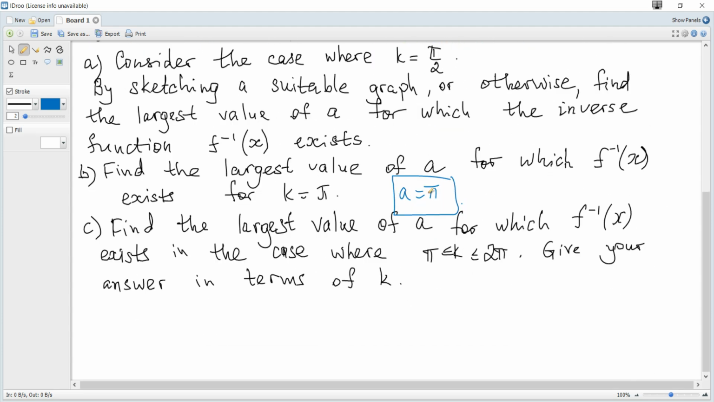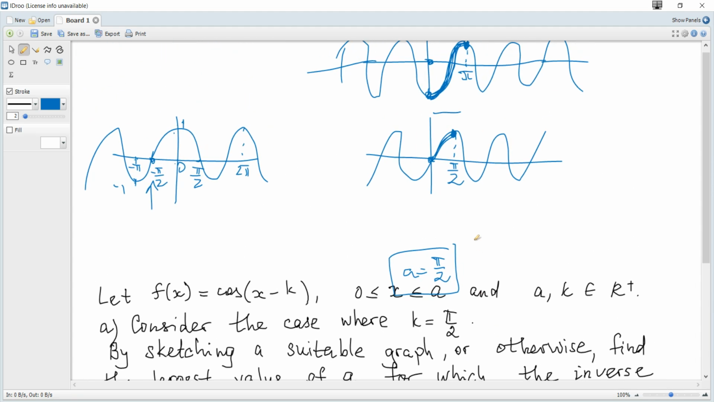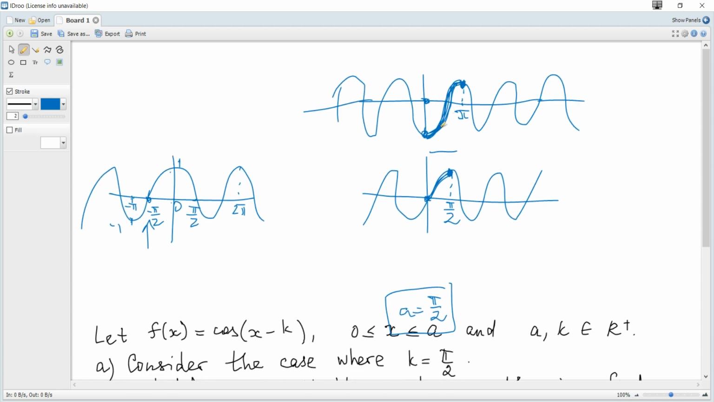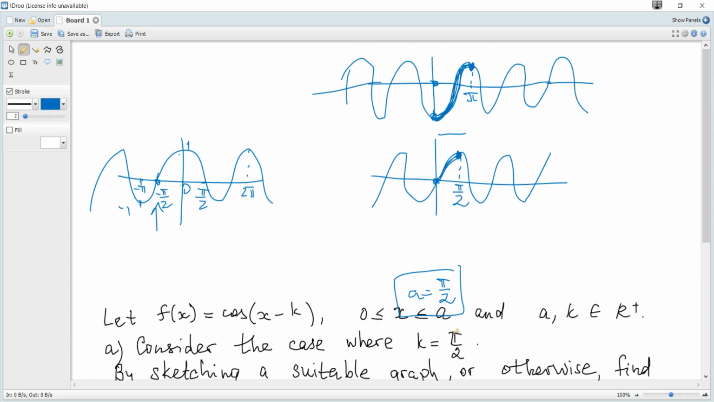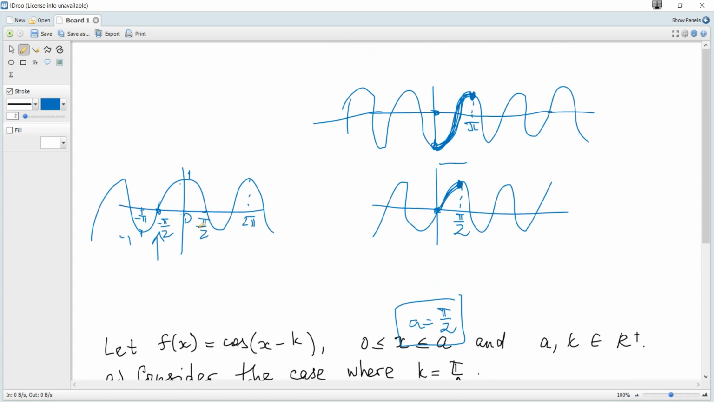And the third situation, find the largest value of a for which the inverse exists in the case where k is greater or equal than pi and less or equal than 2 pi. Give your answer in terms of k. You can see that it is translated by pi units to the right, and k is in between pi and 2 pi, and so when it is translated pi units to the right, this point becomes where x is 0, and when k is 2 pi, this maximum will be at x is 0, so it will be again cosine, because 2 pi is period, so it will be shifted by a period.